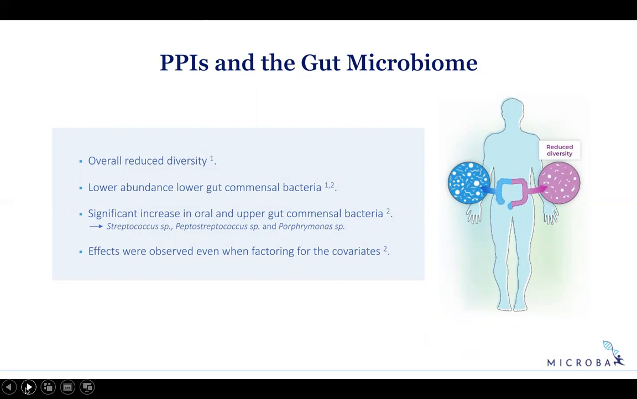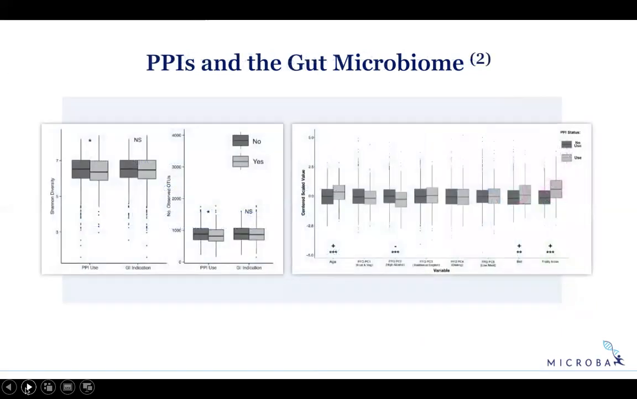You also see a concurrent increase in oral and upper gut commensal bacteria, even when there is still a reduced diversity. So we're looking at bacteria that come from the genus Streptococcus, Peptostreptococcus, and even Porphyromonas. And these effects are also observed when we factor in other covariates. Some of the other covariates are things like age, fruit and vegetable consumption, high alcohol intake. You can even see changes when they're factored for ethnicity. When you look at history with dieting, lower meat consumption, BMI, as well as the frailty index.